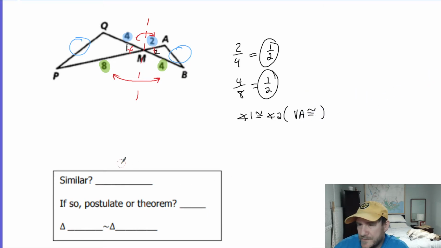Anyway, for these triangles, are they similar? I'm screaming yes. What's the proof? The proof is by side, angle, side similarity, and I've shown my work to show that the sides are proportional. I've shown my work to address that the angles are congruent because they're vertical angles. Now I can name them. The first one I'm going to let it be, I don't know, PQM. Now again, PQM, if we're reflected, should be congruent to BAM in that order.